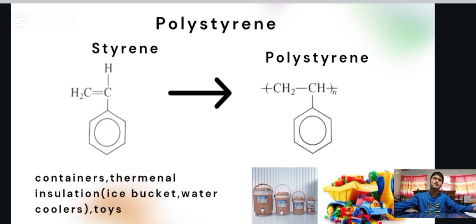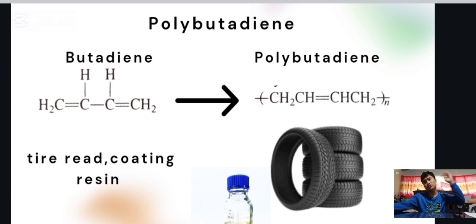The monomer of polystyrene is styrene. The products made from it are containers, thermal insulation, ice buckets or water coolers, and toys. Next is polybutadiene. The monomer is butadiene. When it becomes a polymer, it is called polybutadiene. The products made from it are styrene and coating resin.